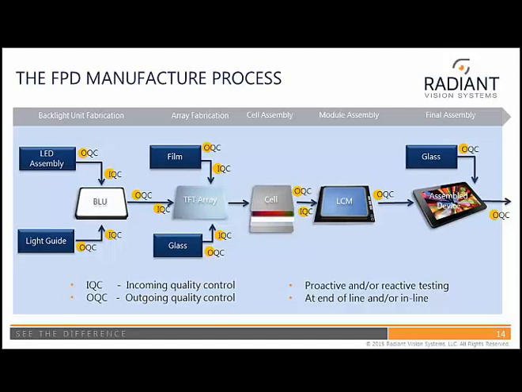Specifically, the backlight unit, the cell, and open cell, and the LCM are all points where significant amounts of human inspection are done. And inspecting the film, glass, light guides, and even the LED assembly are all options that can be done to improve the overall quality of the product and streamline the assembly process.